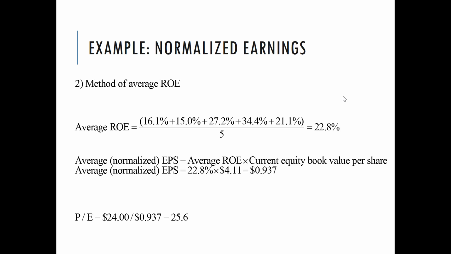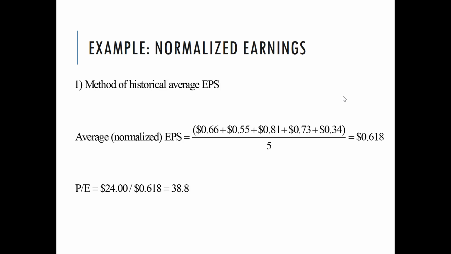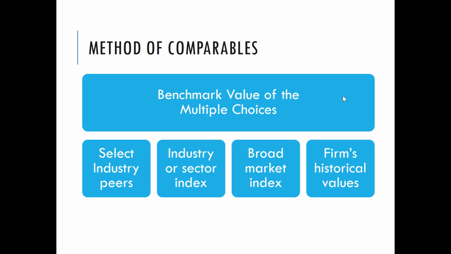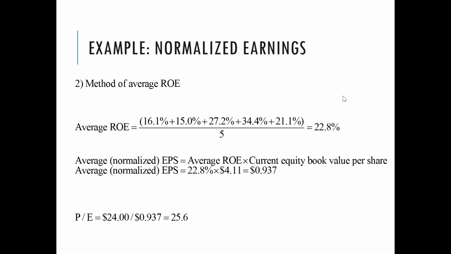So again, there's a different approach compared to this, but you get very vastly different numbers in the sense that this approach gives you a PE of 38.8, the other one 25.6. They're both trying to normalize earnings, but they get vastly different numbers depending on the approach. So again, whenever we do relative valuation, it becomes very tricky in the sense that small changes in your methodology might create quite large effects on the actual ratio.